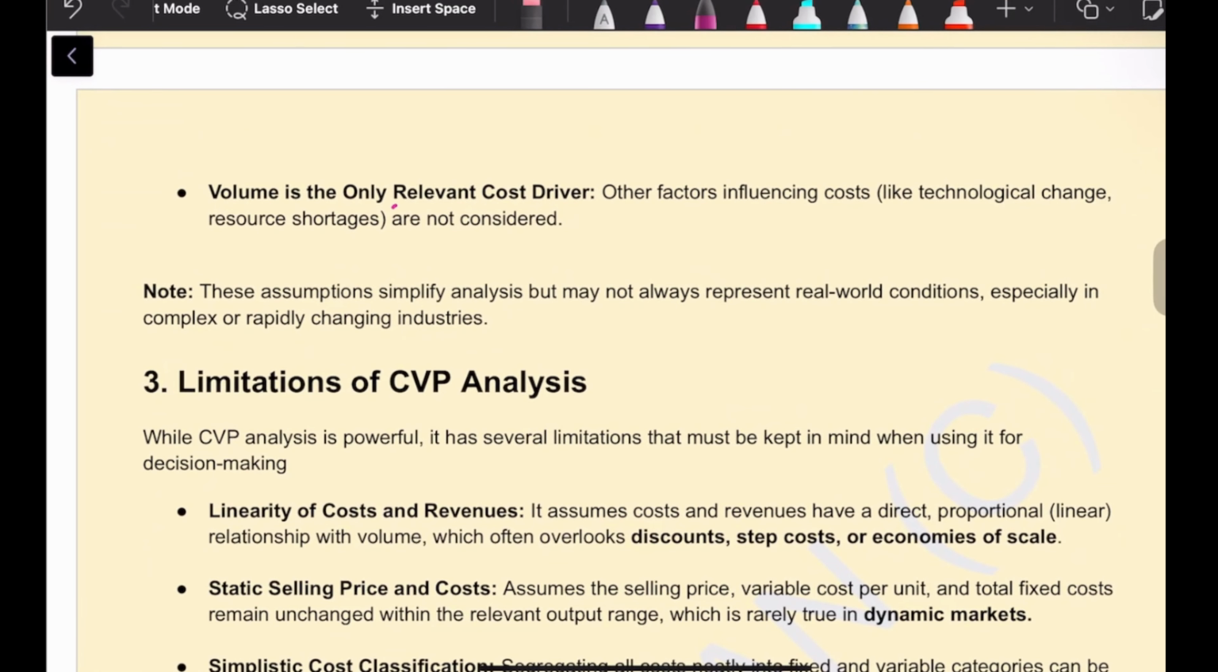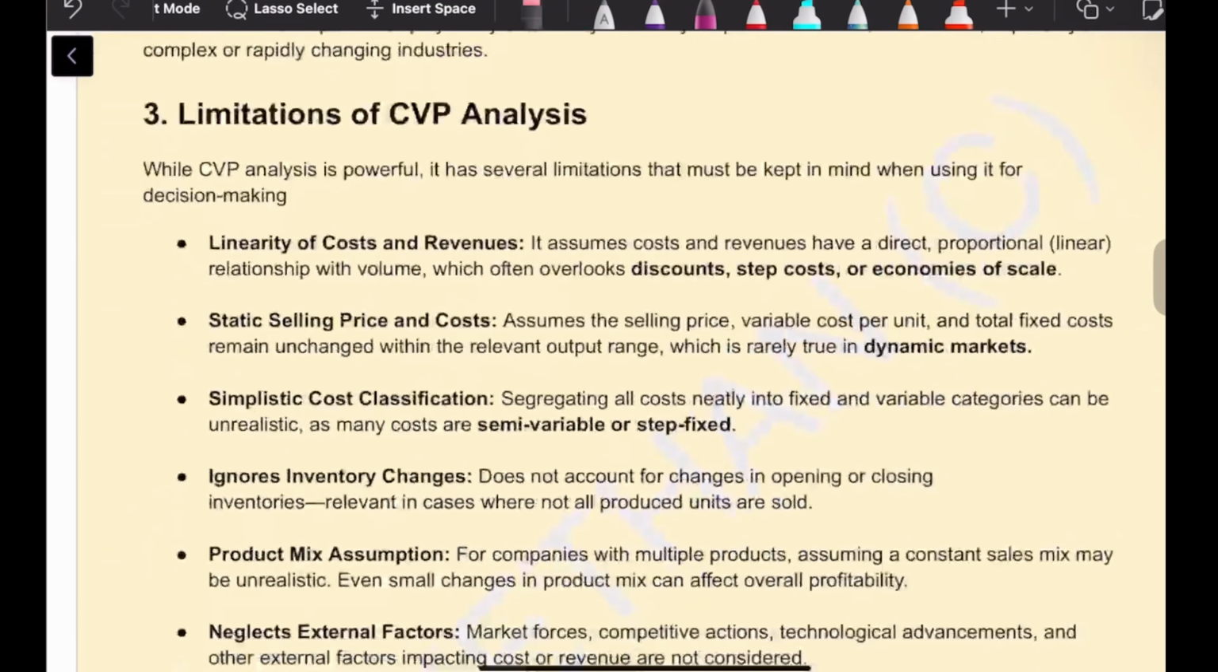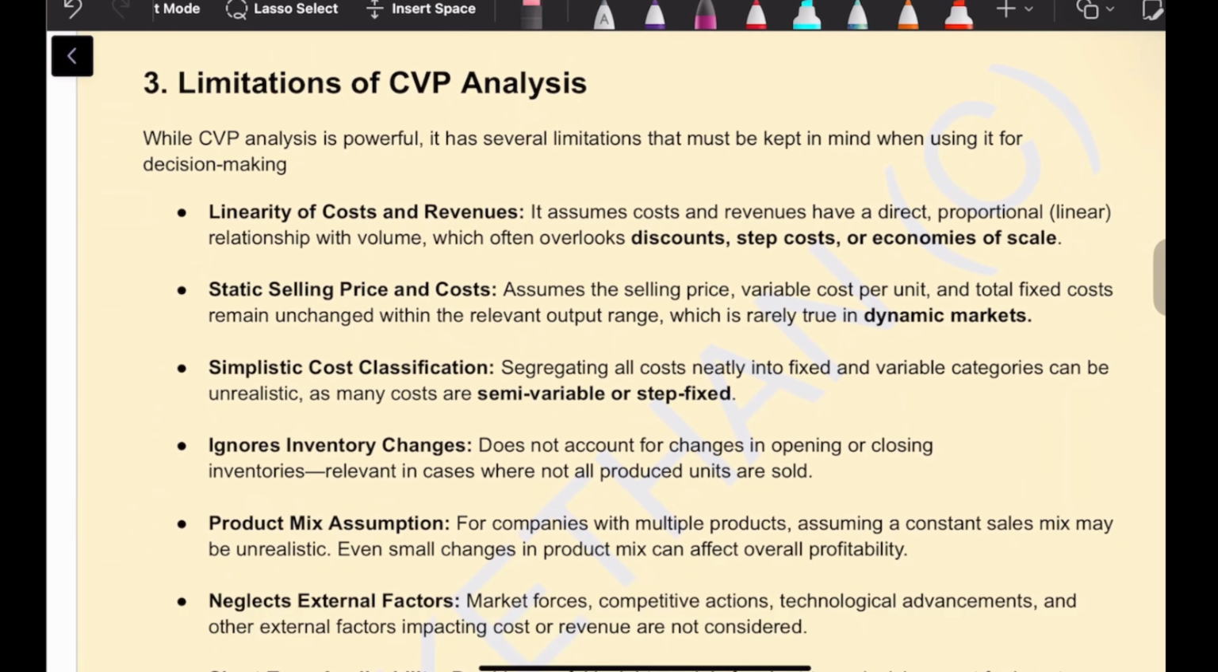Volume is the only relevant cost driver. That means in your x-axis, this is your volume. This is the only driver, and along with this, you will find a graph like this or this. Other than volume, there are many other factors involved, for example technological change or shortage of manpower. All these are not considered in CVP. So these assumptions become the limitations of CVP analysis.